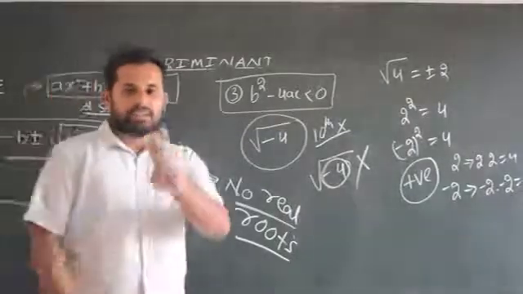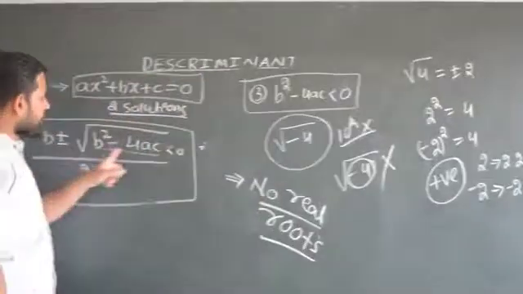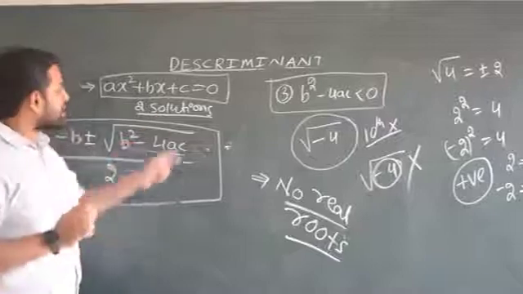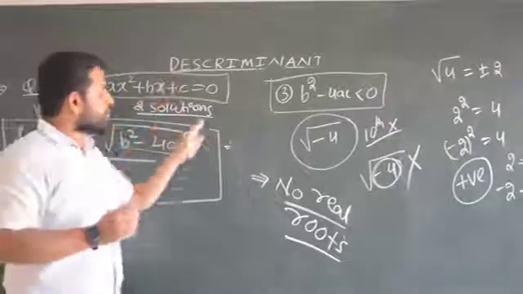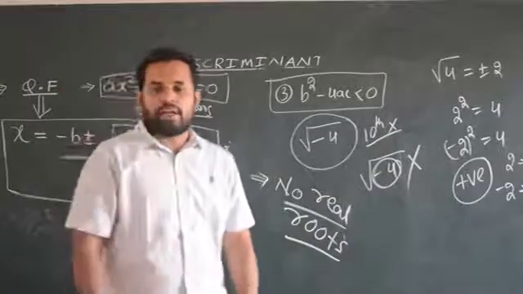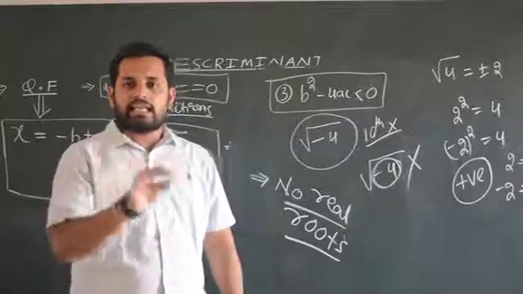We have 3 situations. What is the first situation of discriminant? First of all, what is this b square minus 4ac, whatever I am writing here? This one is called a discriminant. The value of b square minus 4ac is called the discriminant, and this discriminant can have 3 values: one is equal to 0, another is greater than 0, another is less than 0.